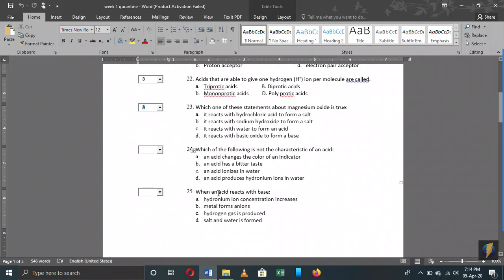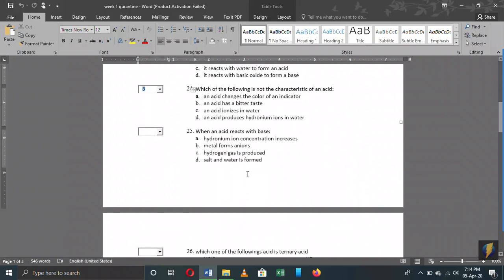Which of the following is not the characteristic of an acid? Well, actually this is also a similar question to what we did before. It has a bitter taste. All the others are the characteristics of an acid. When an acid reacts with a base, hydronium ion concentration increases, metal forms anions, hydrogen gas is produced, salt and water are formed. So the correct answer is D. Whenever an acid reacts with a base, a salt and water are formed.